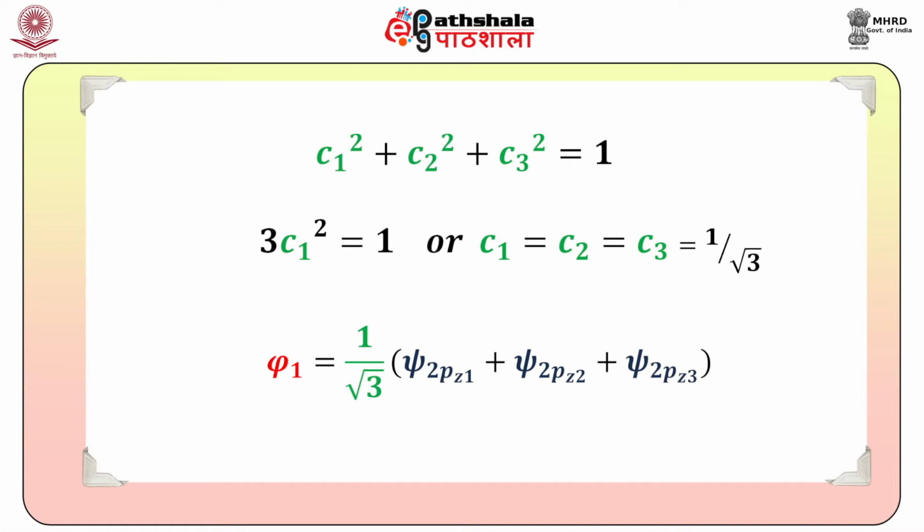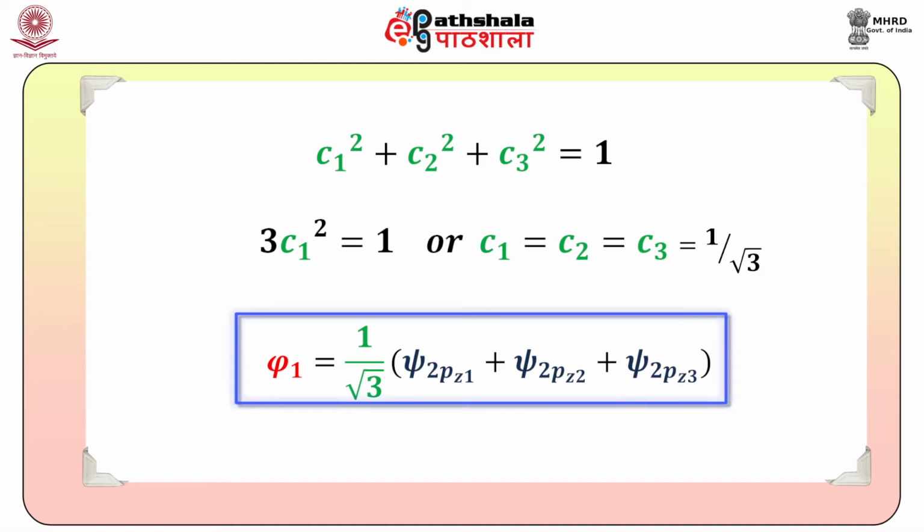So following this whole procedure, we find that when lambda is equal to minus 2, the values of the 3 coefficients C1, C2 and C3, each one of them is individually equal to 1 upon under root 3, and therefore the corresponding wave function for the molecular orbital becomes psi1 is equal to 1 upon under root 3, then in the brackets we have psi2pz1 plus psi2pz2 plus psi2pz3.